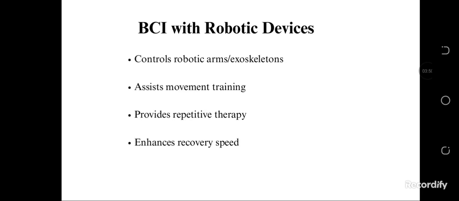Next, we see the robotic devices that are combined with the brain computer interface. The major roles of the BCI in robotic devices are that it controls the robotic arms and the exoskeletons. It also assists movement training by using the robotic devices. It provides repetitive therapy and enhances the recovery speed, so the patient can easily recover.